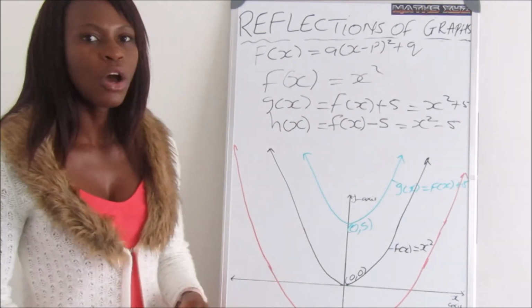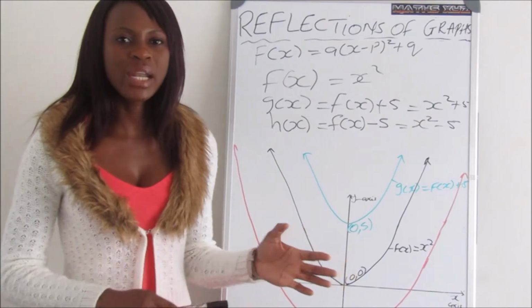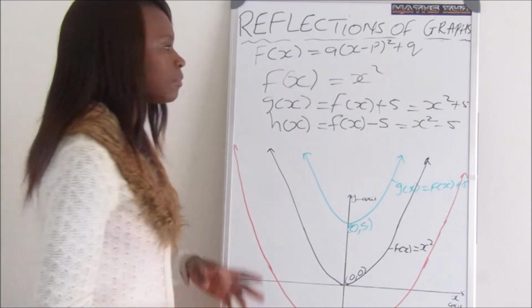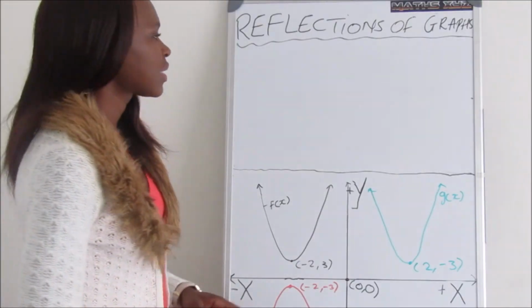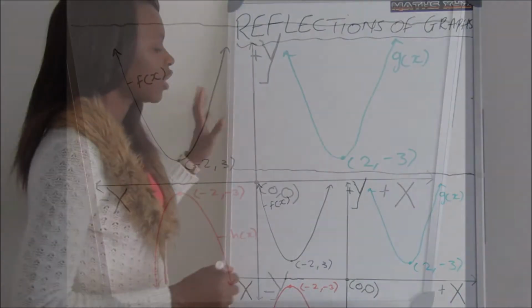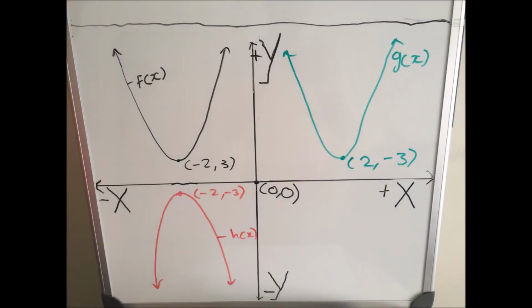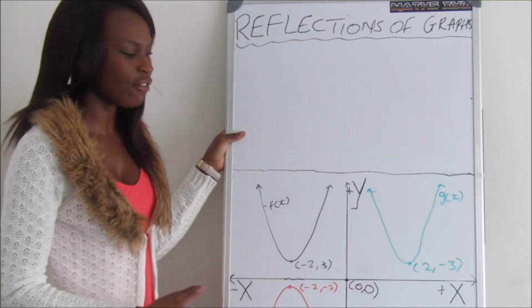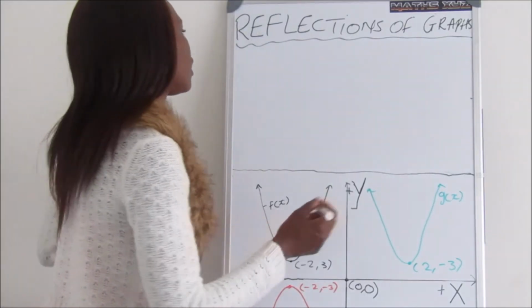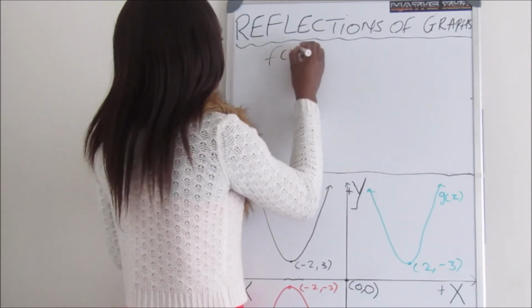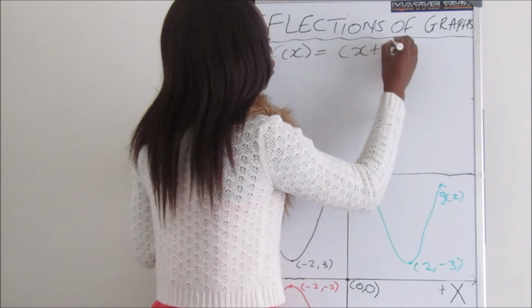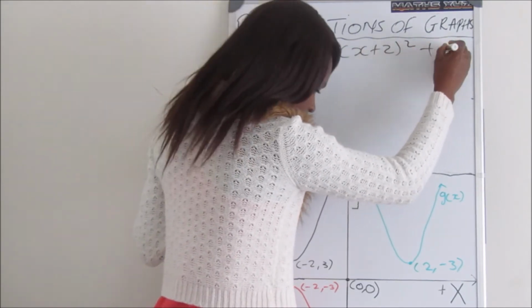Let's do a third example, of which we see a reflection along the x-axis and along the y-axis. Alright guys, the third example that we will do is about reflections of the graph along the x-axis and the reflection of the graph along the y-axis. Then let's look at an equation of f at x. The graph of f at x is equal to (x plus 2) squared plus 3.